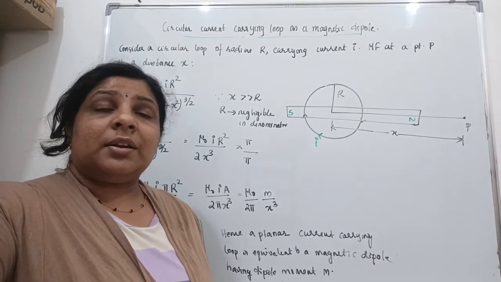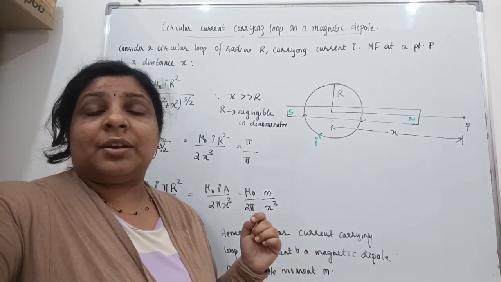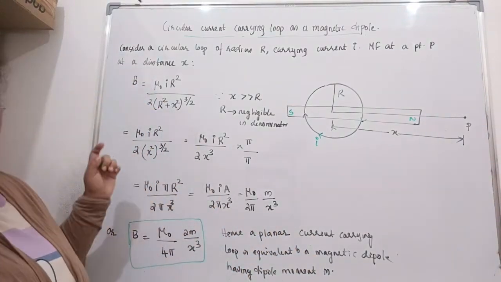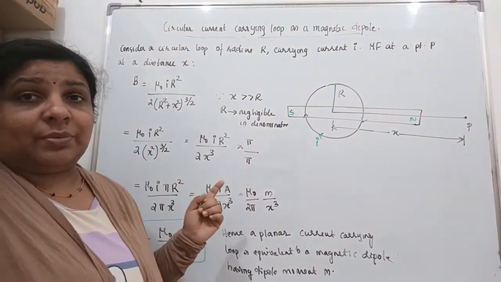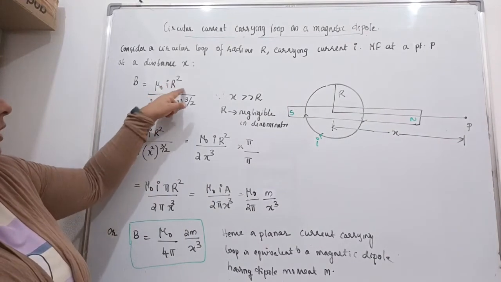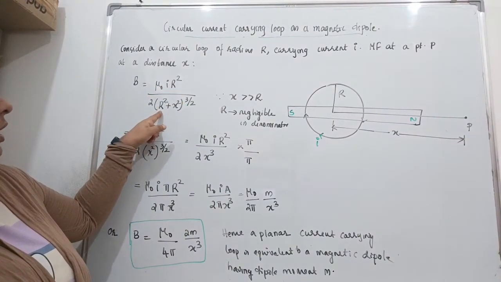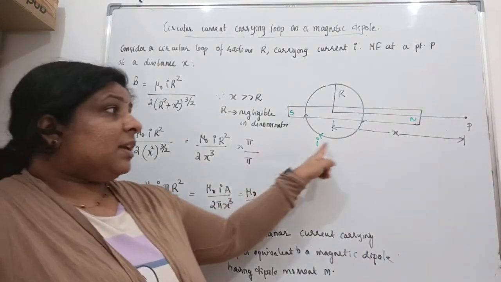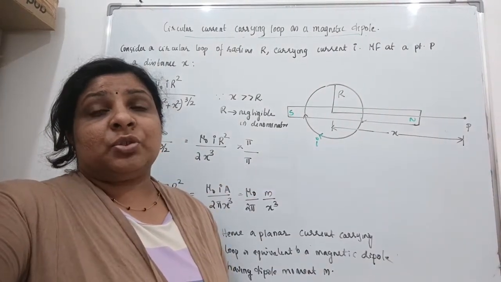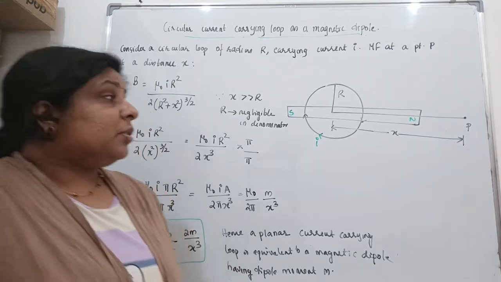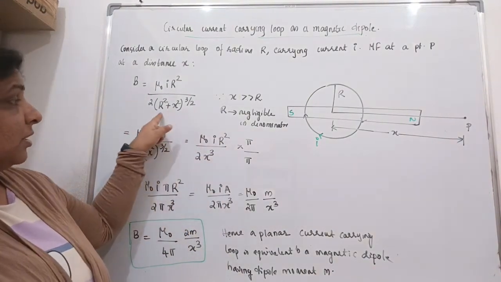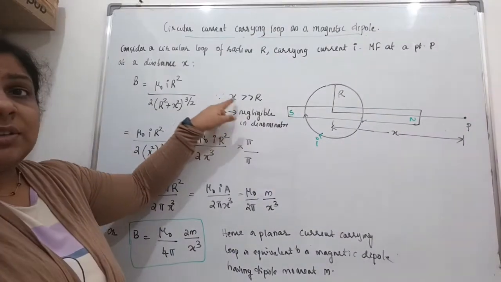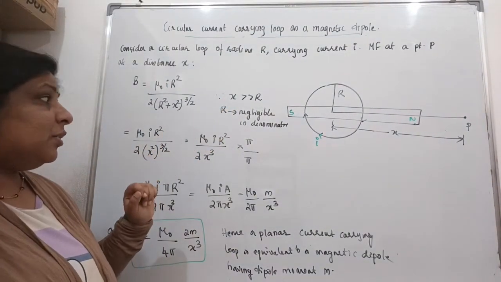Okay, and the magnetic field at that point P, or magnetic field at the axis of a current carrying loop, we have the formula from Biot-Savart's law derivation. We have the formula mu 0 I r square divided by 2 (r square plus x square) raised to 3 by 2. And here we can see the distance x is very much greater than the radius r. So in the denominator, you can neglect r square. Assuming x is very much greater than r, you can neglect that r in the denominator.